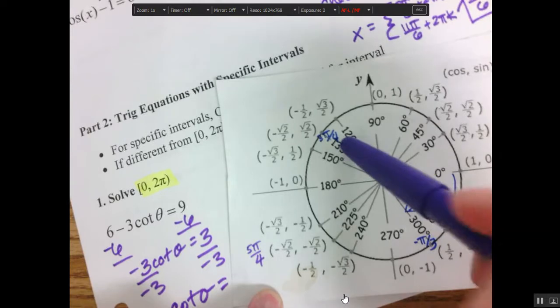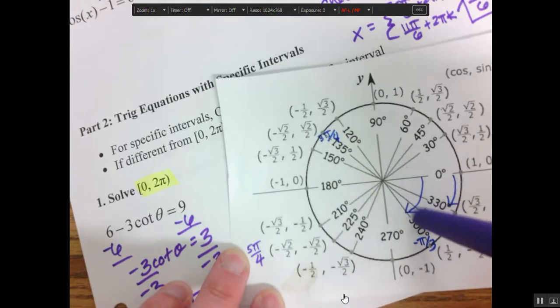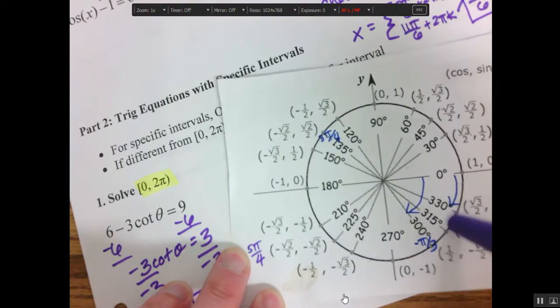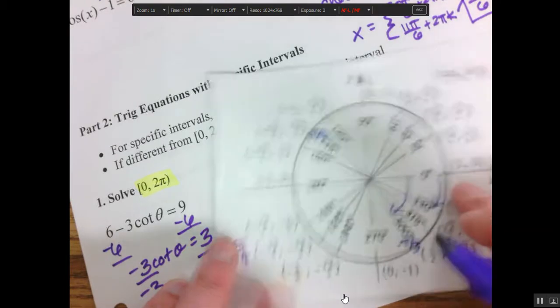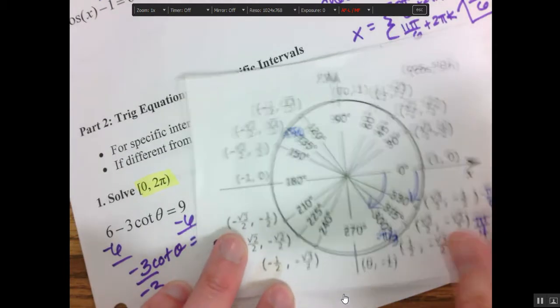135 would work, which is 3 pi over 4. And then down here, what's the angle? 315, which is 7 pi over 4. So either of those angles work.